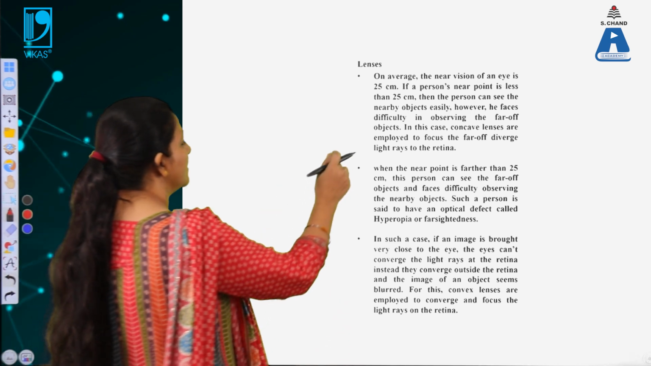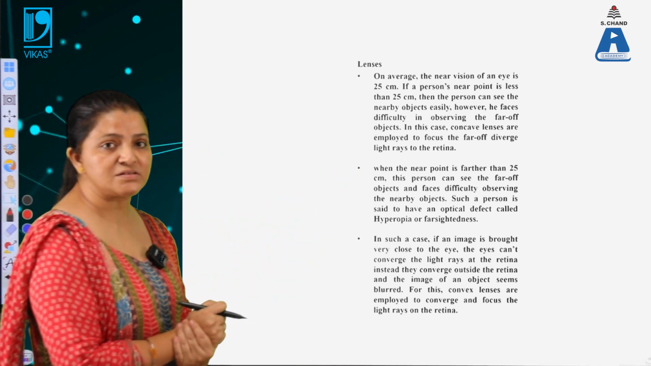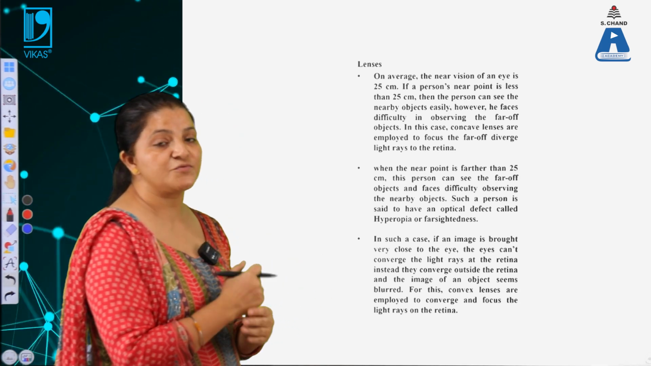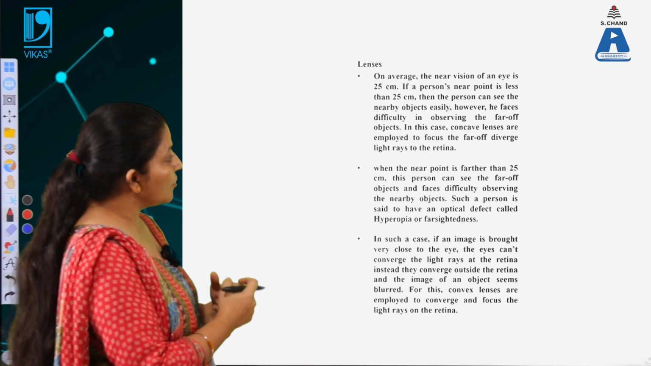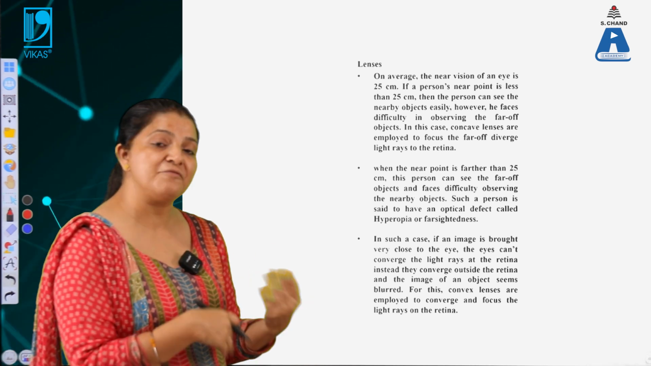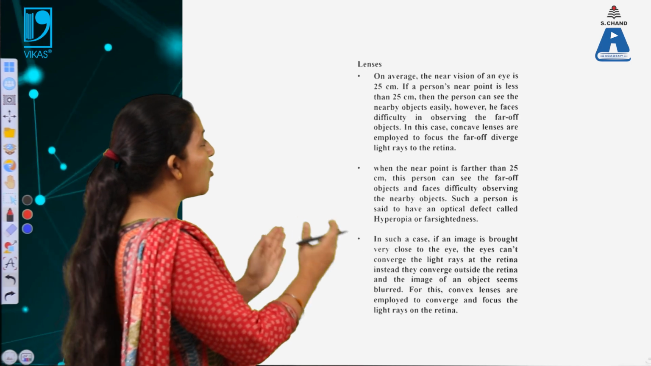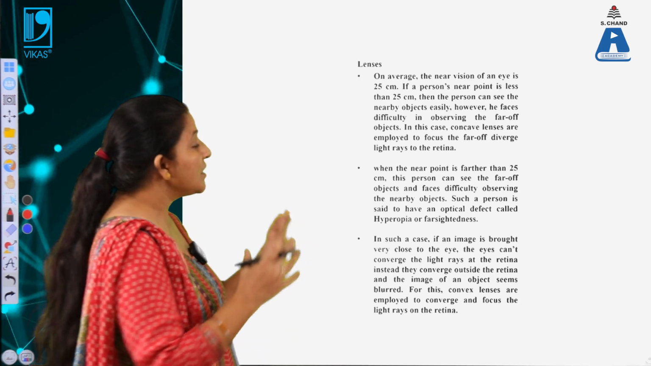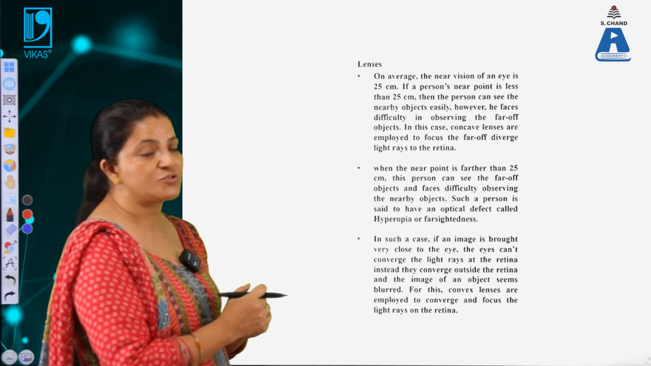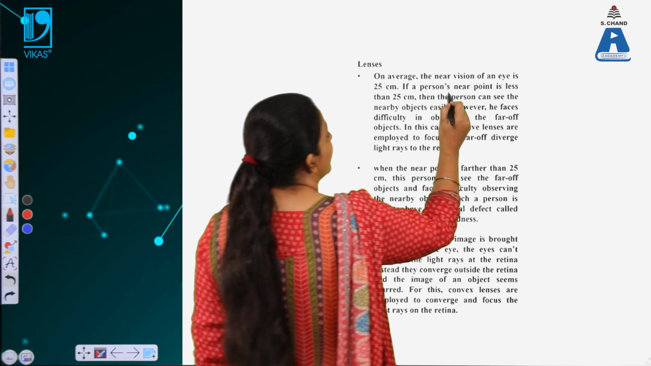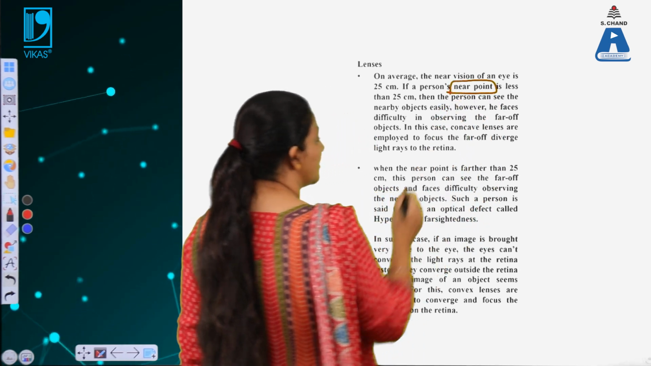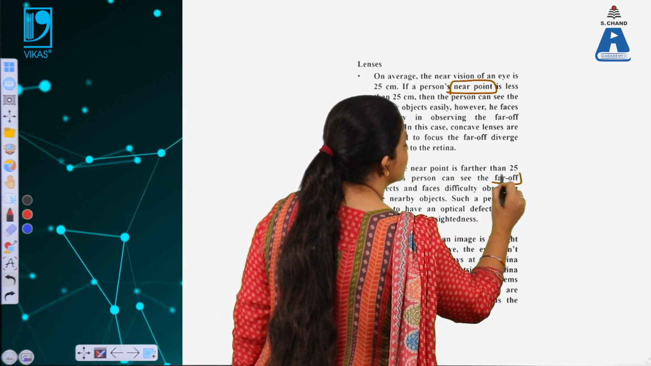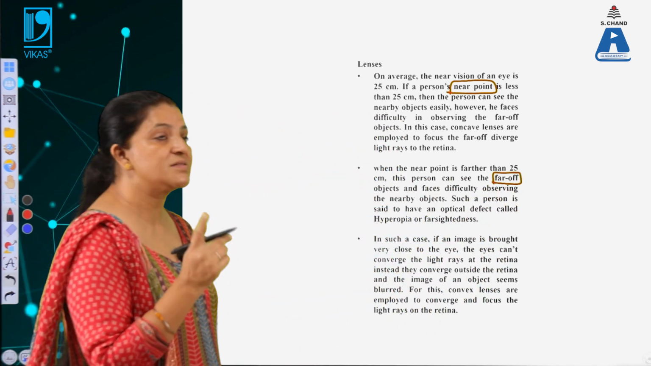Lenses. Why is there a requirement of lenses? Lenses are basically required in order to see the objects which are very close to us, or the objects which are very far away from us. When the objects are very close to us, we can use the lenses. In order to see properly the objects present at near points, and the objects present very far away from us, lenses are required.